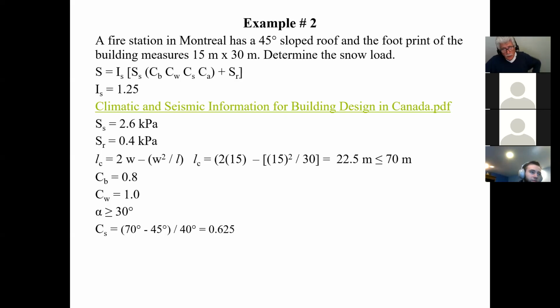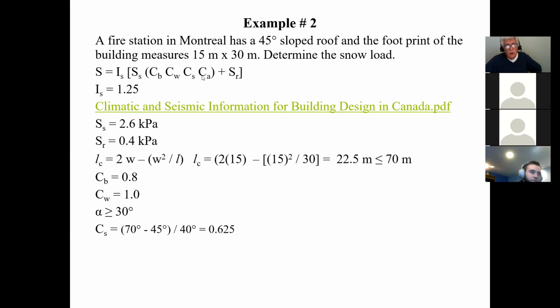And of course, if you put 30 in here, what happens? 70 minus 30 is 40, divided by 40, you get 1. So from 0 to 30 degrees, you use 1. As soon as the roof slope goes over 30 degrees, up to 70 degrees, you can diminish the value of CS. After 70 degrees, it becomes negative, which means it's 0. And therefore, you should be using 1 kPa.